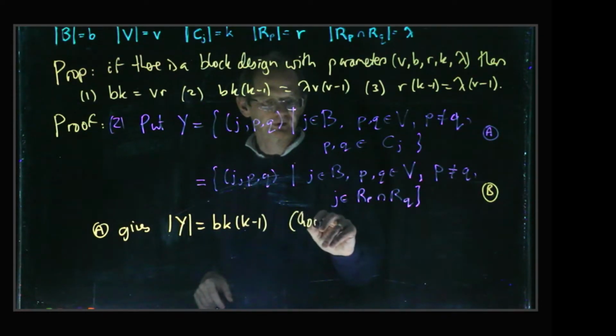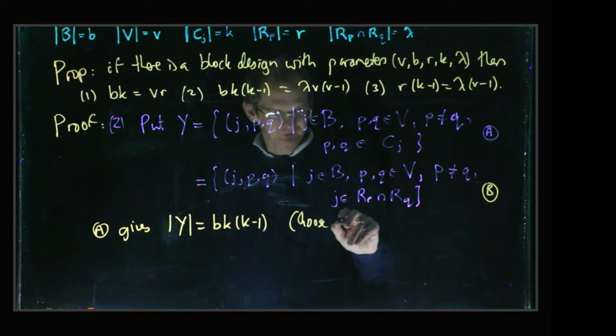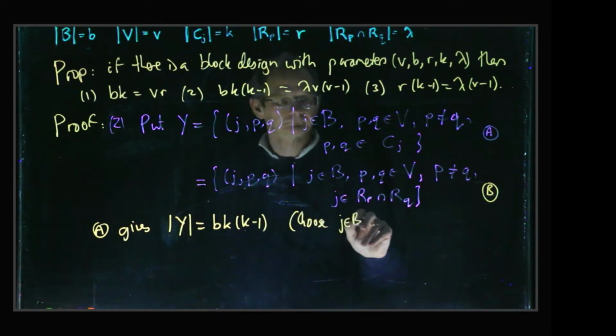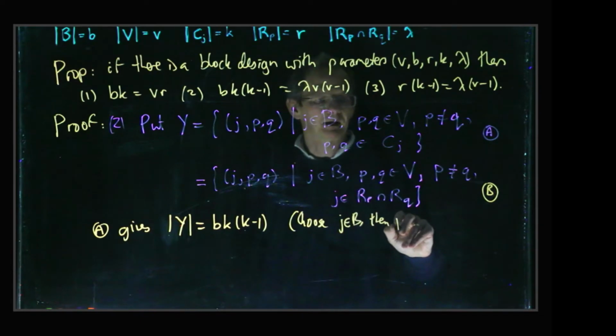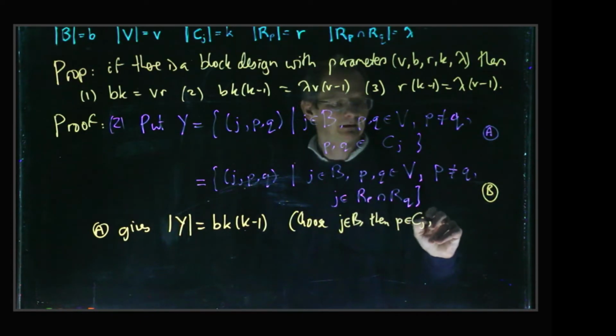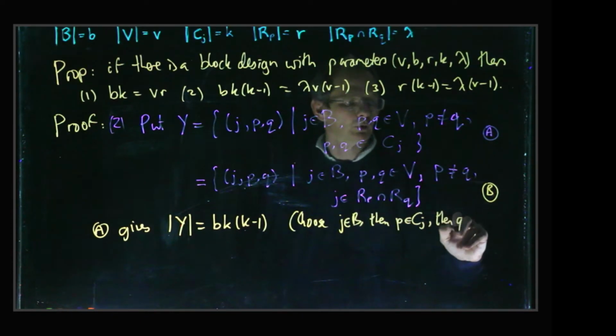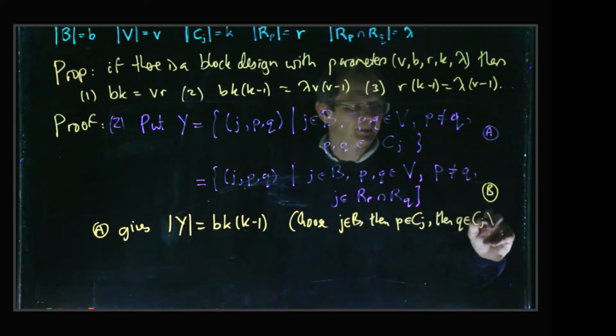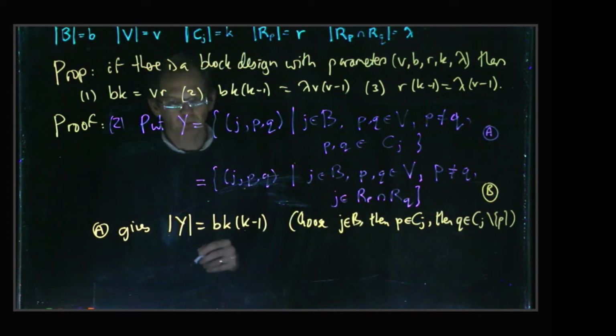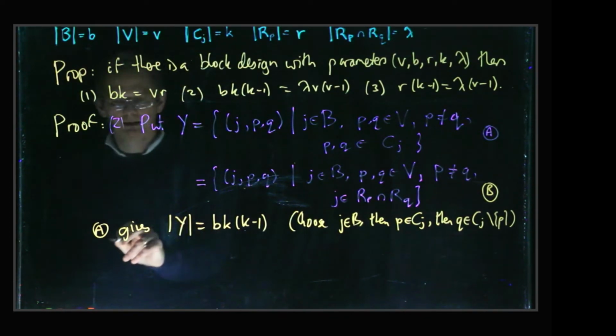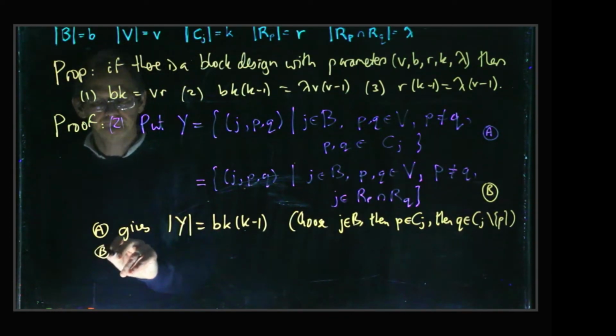That's from choosing j in B, then p in Cj, then q in Cj less p. So that's one way to find the size of set Y. The second description.